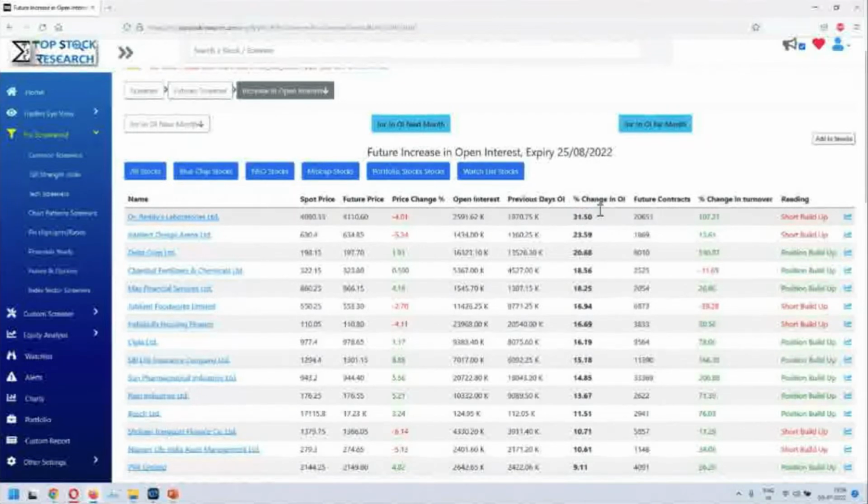It also gives you some commentary about what it is. Short build-up is here. Future contracts, how many future contracts previous year. Some of the basic information is here.